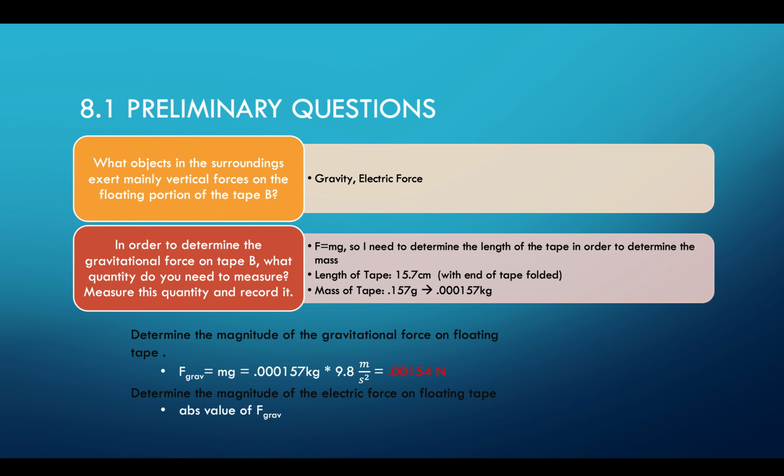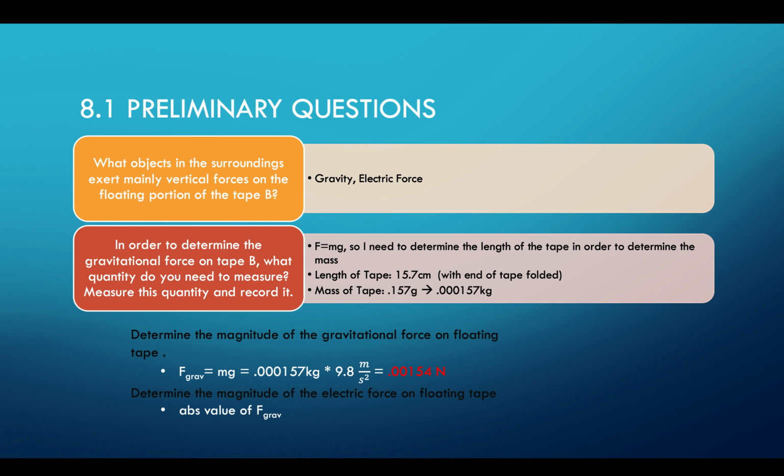The lab asked some preliminary questions, and I answered them here. What objects in the surrounding exert mainly vertical forces? I said that gravity exerts a vertical force downward, and electric force exerts a vertical force upwards. Second question, in order to determine the gravitational force on tape B, what quantity do you need to measure? I said you needed the length of the tape in order to determine the mass, and you can see my work here.